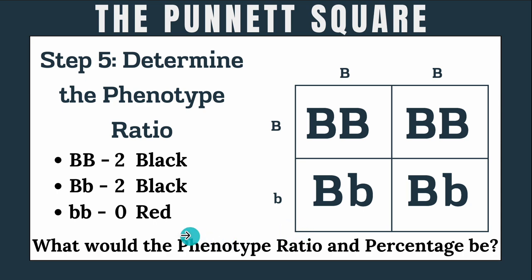Would it even be possible to have a red offspring? No, because you only have 1 recessive allele. If you had a recessive allele here, and you brought it down and brought it over, you'd have 2 lowercase b's, or a homozygous recessive, and that would be red. So 100% is black.